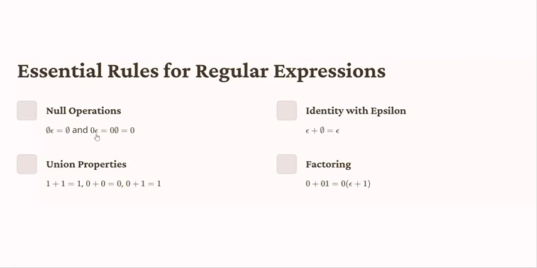And if you multiply 0 by epsilon, which is equivalent to 0 only, and if you multiply 0 by null, we also get a 0 only. Identity with the epsilon: if we add null with the epsilon, we get an epsilon. Here are some union properties and factoring properties, which are discussed in a previous slide.